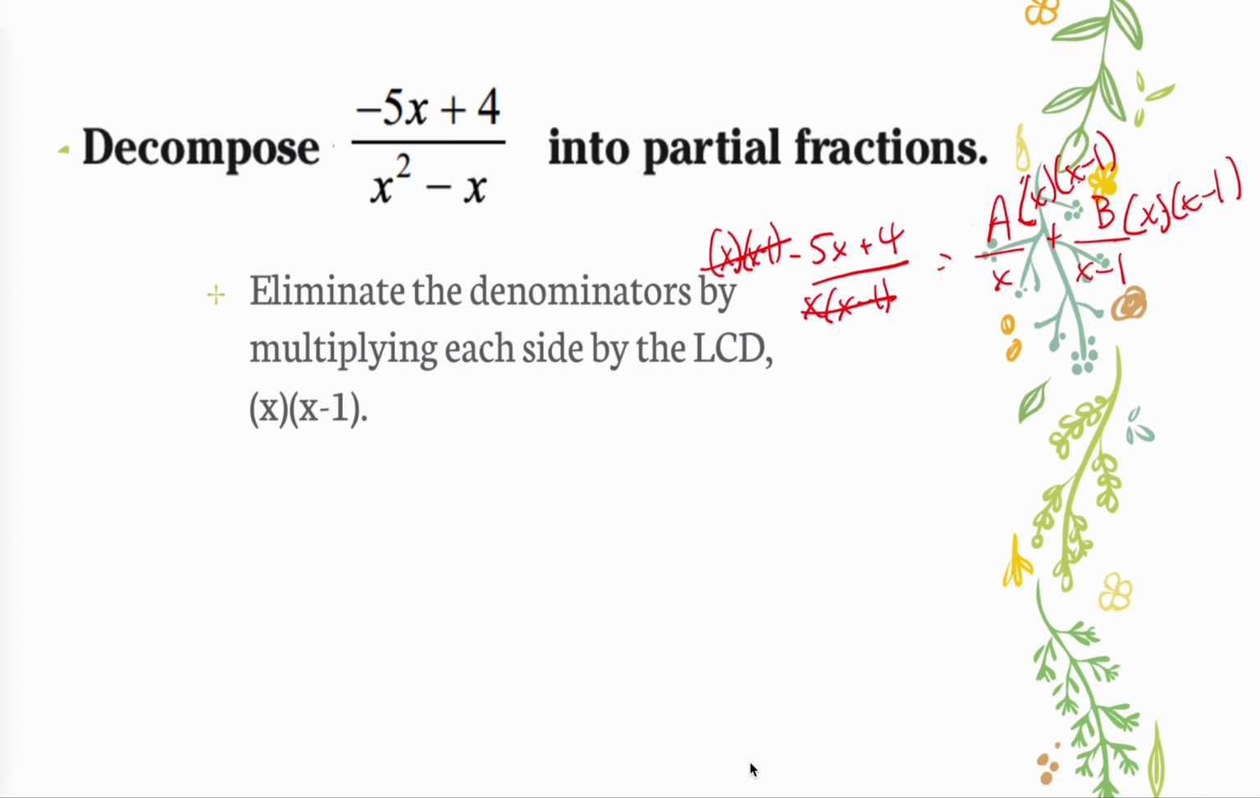So that cancels out. Our x's are going to cancel out here. Our x minus 1s are going to cancel out here. So negative 5x plus 4 equals a times x minus 1 plus b times x.